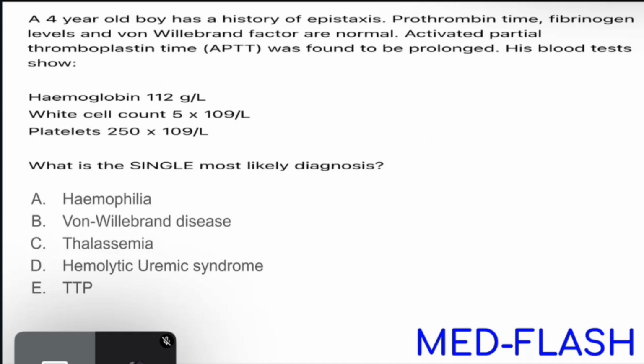Okay, one more question. A 4-year-old boy has a history of epistaxis. Prothrombin, fibrinogen levels, and von Willebrand factor are normal. Activated partial thromboplastin time (APTT) was found to be prolonged, and his blood tests show hemoglobin level of 112, WBC count of 5, platelet count of 250. What is the most likely diagnosis? Again, it's a complete giveaway. You can see an isolated APTT elevation, which is hemophilia.